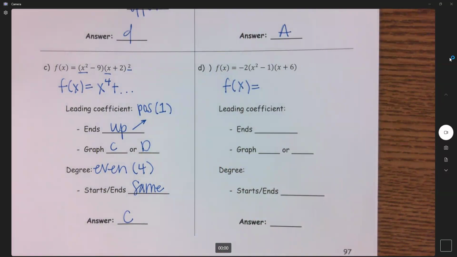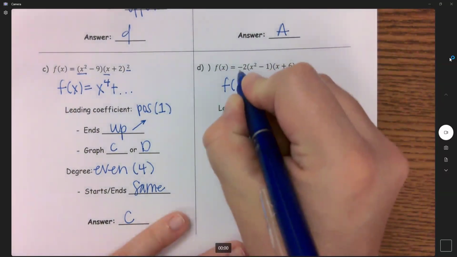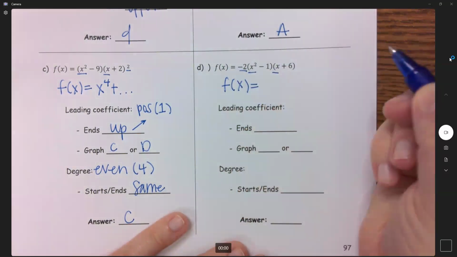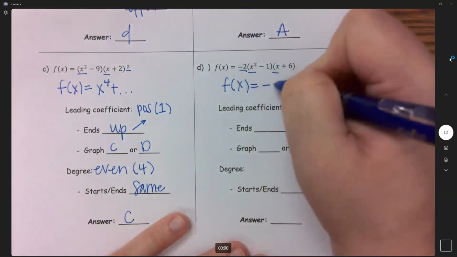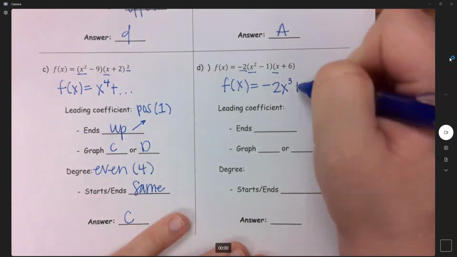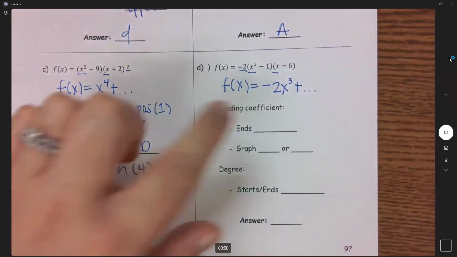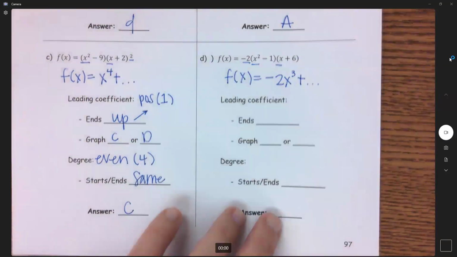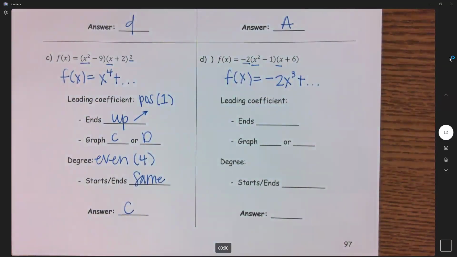Okay, hopefully you paused the video or you've had enough time to come up with an answer. We have -2 times x squared times x. That's going to give me -2x cubed. And then I don't know what happens behind that, but that is my leading term. So try pausing this video and seeing if you can fill this out.